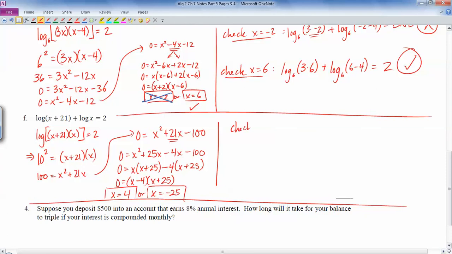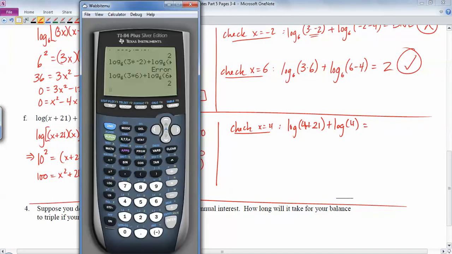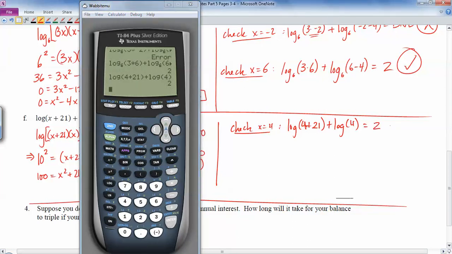So check x equals 4. So that's going to be log, just regular log, 4 plus 21 plus log 4. So let's see what that equals. Log 4, whoops, plus 21, and then plus log 4. So that's 2. That's good. That was what we wanted.